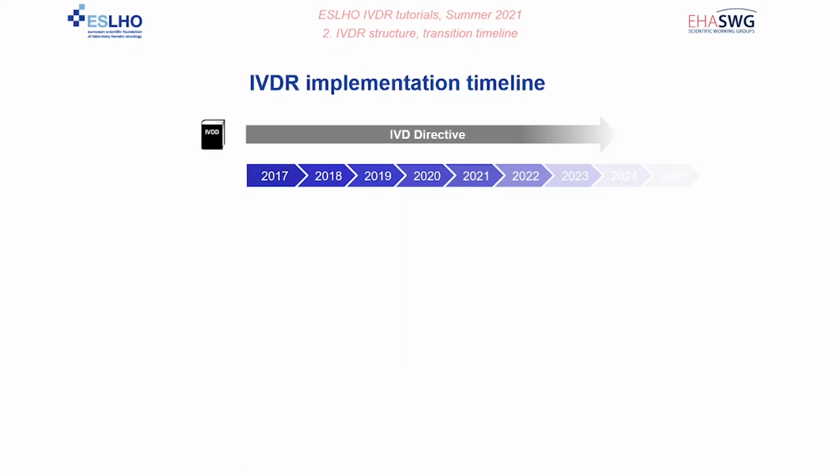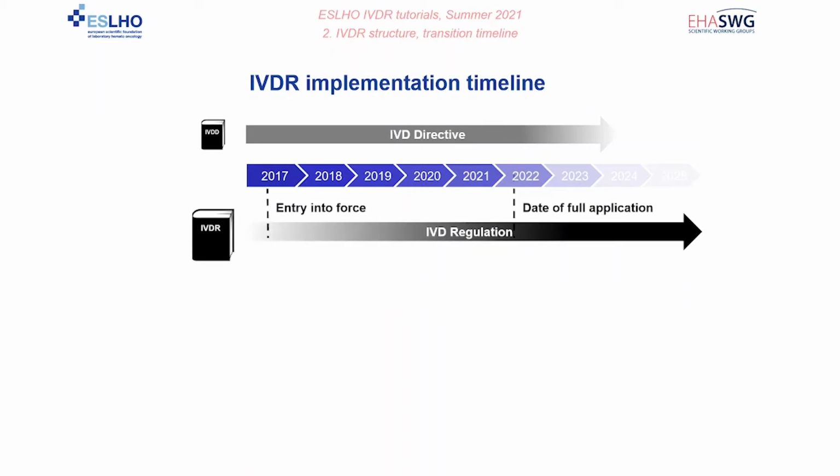Here you see an implementation timeline of the IVDR. The old directive, the IVDD, will apply until 2022, with only a few exceptions. A grace period for IVDs with a certificate from a notified body until 2024, and a sell-off period until 2025. The IVDR entered into force in 2017 and will fully apply next year, in 2022.